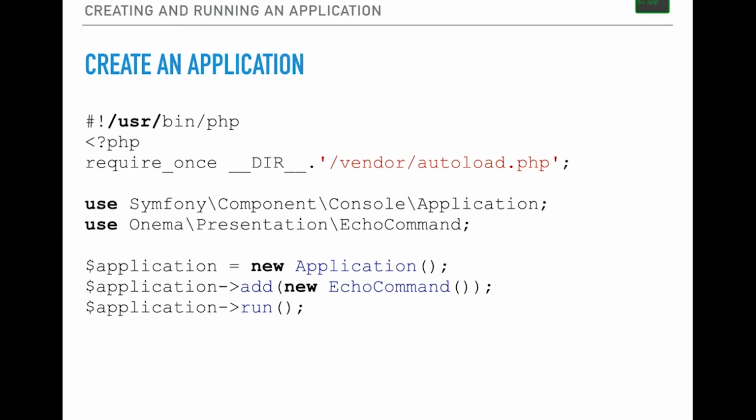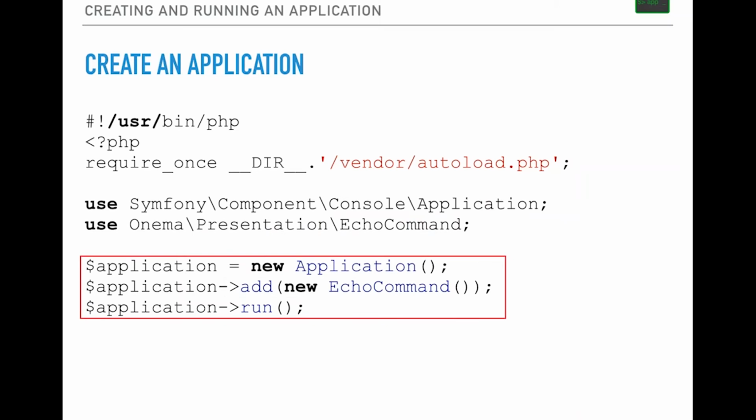The last piece of the puzzle is the application. This is an executable file, and really, most of this is boilerplate code. The interesting part is the last 3 lines of code. The application, this is a Symfony application, a default application that you can use. You use the add method to add the command that we just created, and then we run it.